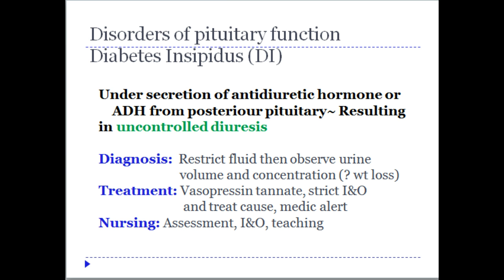Some of the first signs of diabetes insipidus is bedwetting, and so it's very important when families come in to talk to them about bedwetting. And some of you may not know, but it is not an uncommon thing to have a bedwetter even past the age of 7.